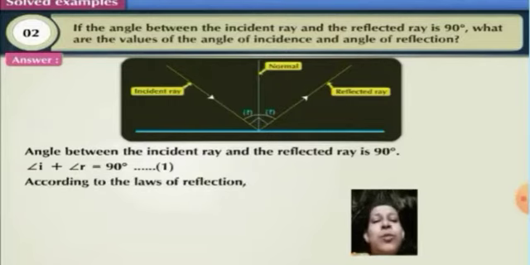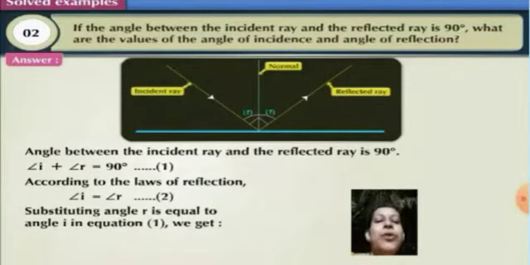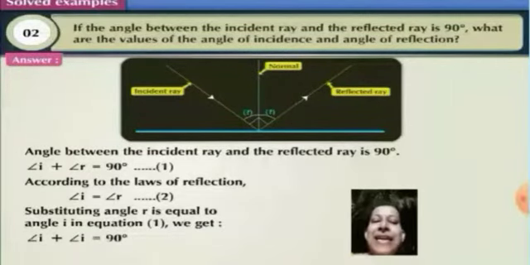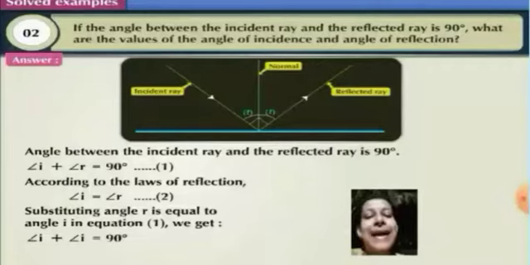We let this equation be 1. According to the law of reflection, we know that angle I is equal to angle R. Therefore we can call this equation 2. Substitute in equation number 1. Okay, we get what? Angle I plus angle I you can write, or angle R plus angle R also you can write. So angle I plus angle I is equal to 90 degree. Why are we writing angle I plus angle I? Because we know according to the law of reflection that angle I is equal to angle R. So either you can write 2 angle I's or you can write 2 angle R's. Anything you like to write. So here we have written angle I on both sides.